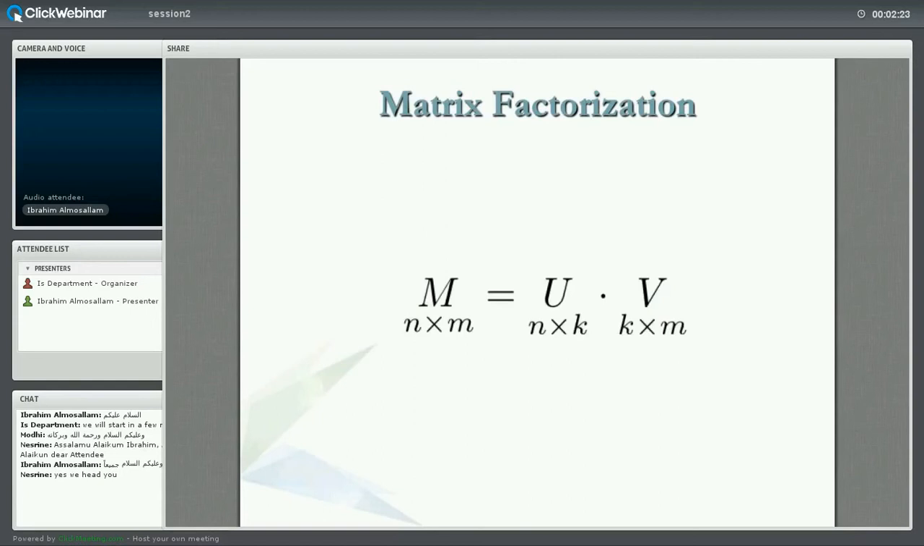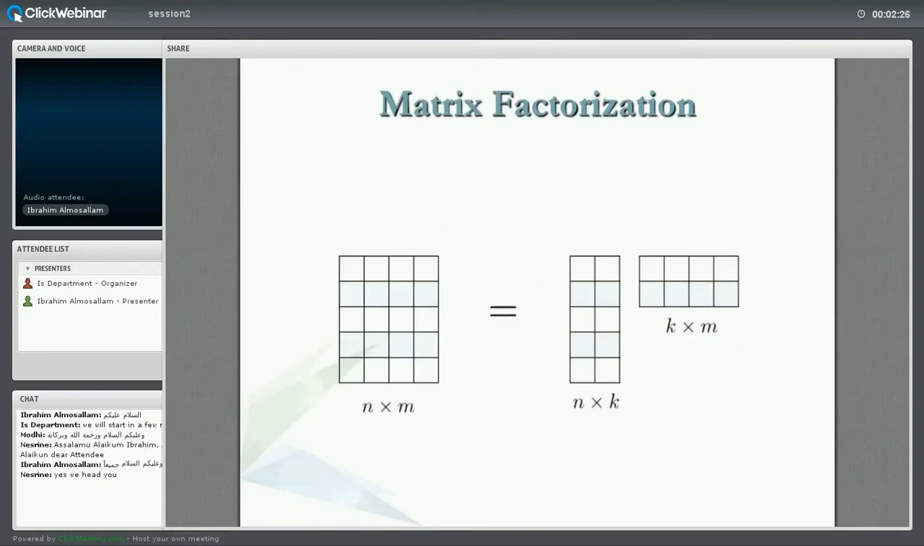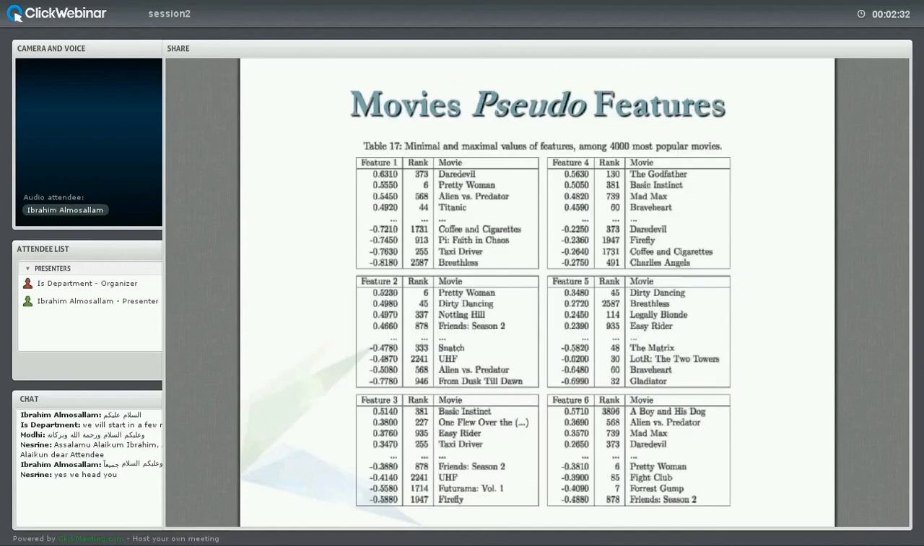This is the previous slide, but pictorially. If you visualize the multiplication of two matrices, this matrix basically describes each user with two features, and the second matrix describes each movie with two features. If you sort the movies based on, let's say, feature number 1, feature number 2, and feature number 3, what you find are pseudo features that normal movies would have, like the comediness of the movie, or the actionness, or the romance, or the thrillness of the movie.